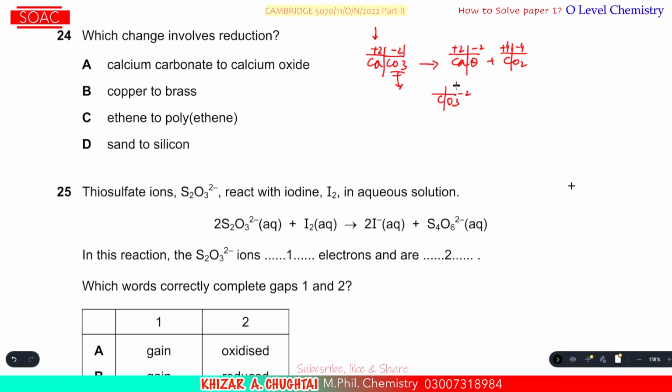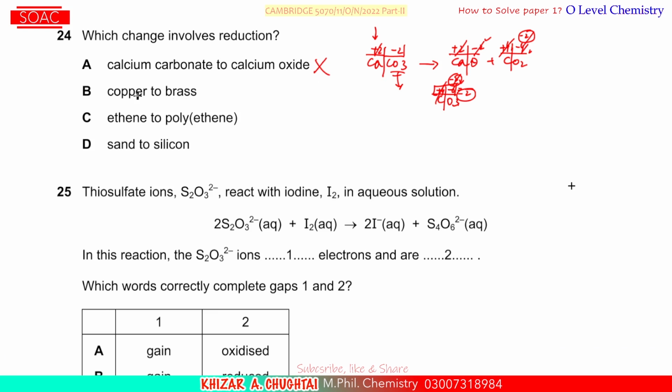Let me expand this CO3 with charge -2. Oxidation number of oxygen is -2, 3 times is -6. To make the sum equal to -2, we have to put +4 over here. So carbon before and after is the same. One oxygen is equal to -2 over here, so oxygen is also the same. Calcium is also the same. So there is no change in oxidation state in this decomposition reaction, so it cannot be a reduction.